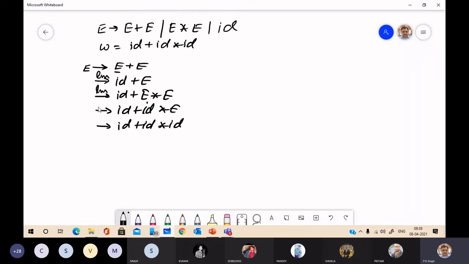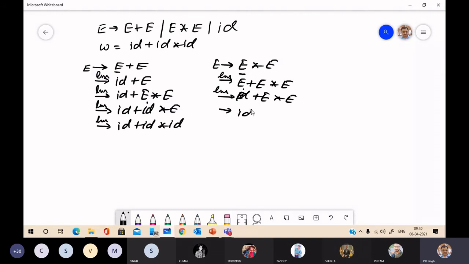Second derivation, also a leftmost derivation. You can see E goes to E, then again the leftmost non-terminal E goes to E plus E, then the leftmost E goes to id, giving id plus E into E, then id plus id into E, and id plus id into id.